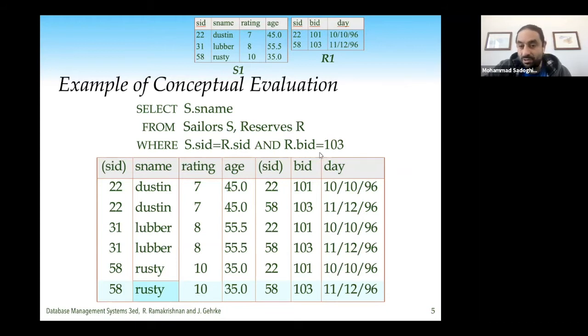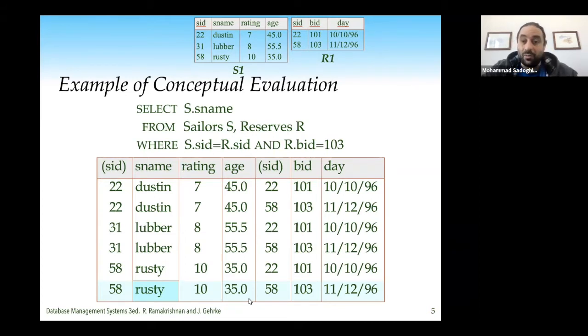But then there's also a second condition that enforces the boat ID to be 103. Of course, this does not meet the first row, and the only one that satisfies the second condition is the last row. So we can do a cross product, eliminate all unqualified rows, and what would remain is the one qualified row, which is the last one. And that's a conceptual evaluation.